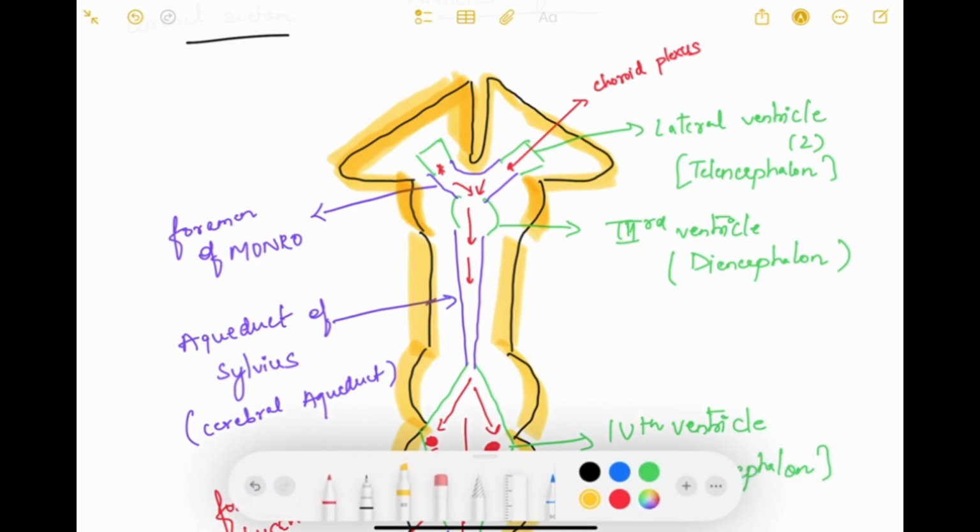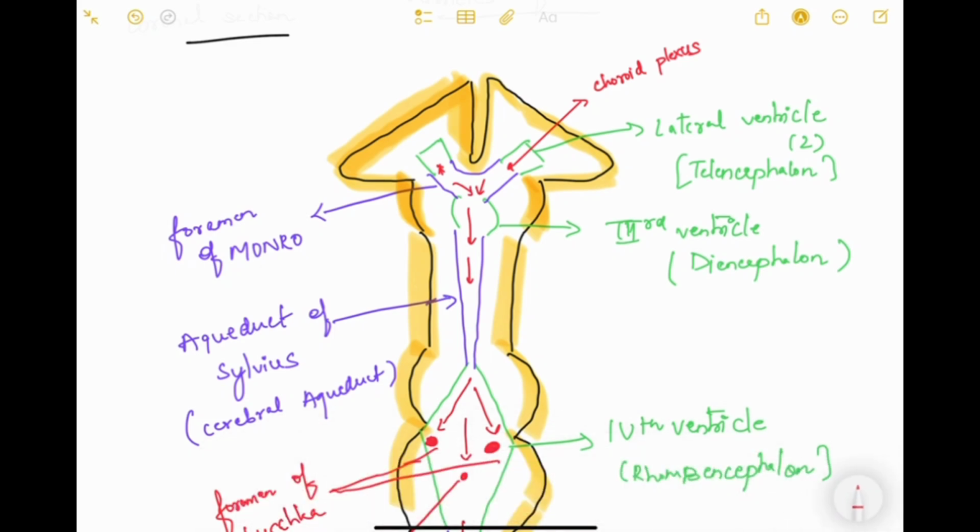So in the cerebral hemisphere, which ventricle comes? There comes the lateral ventricle. There are two in number, one on each side. So the lateral ventricle is in the cerebral hemisphere and the location will be the telencephalon. Again, you should watch the previous short, I have explained very clearly in that. So the lateral ventricle is in the telencephalon. This one you can see here is the lateral ventricle.